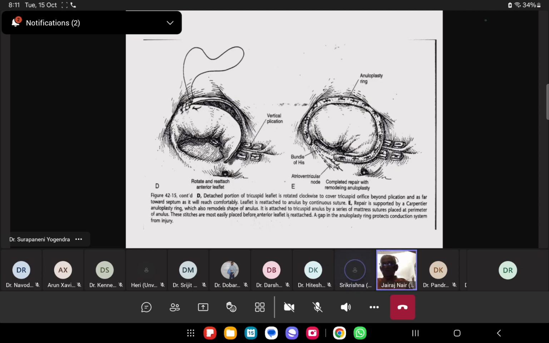The ring is attached to the tricuspid annulus by a series of mattress sutures placed at the perimeter of the annulus. These stitches are most easily placed before the anterior leaflet is reattached. A gap in the annuloplasty ring protects the conduction system from injury.